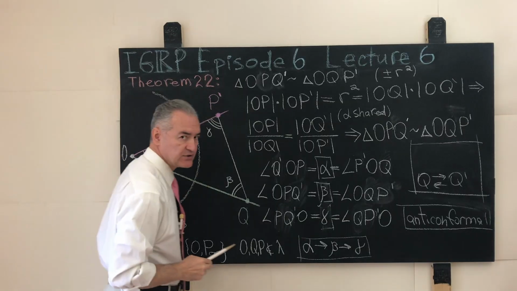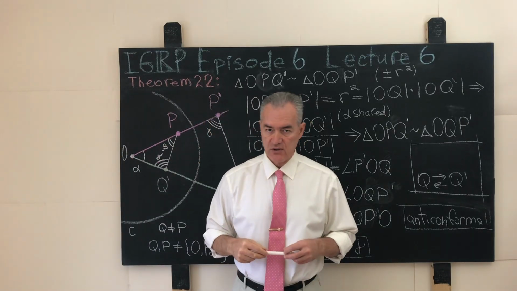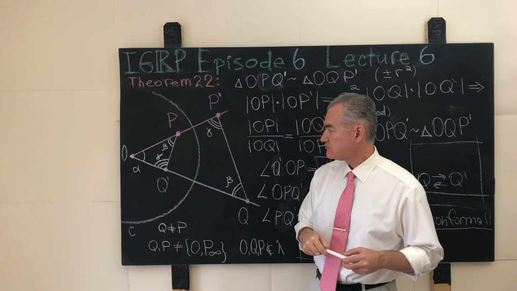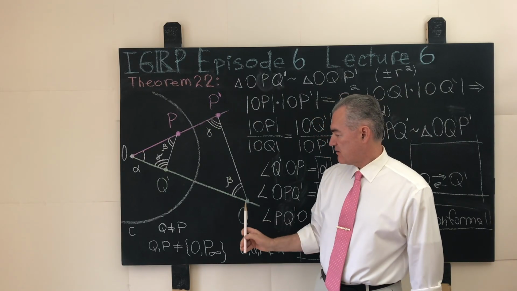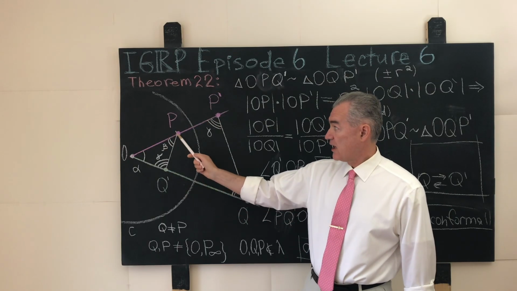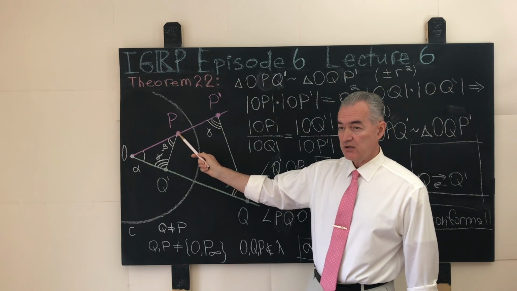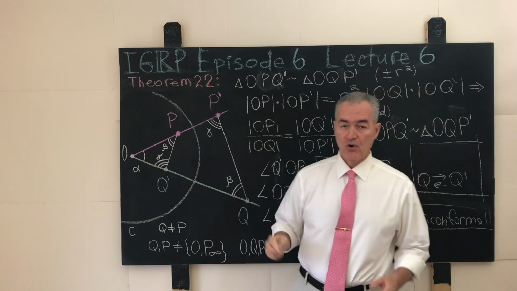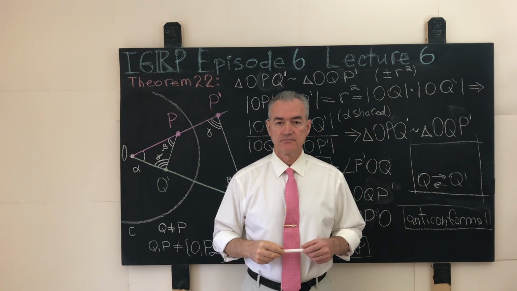And now we will look at the fourth and the final case, where we will throw the pre-image point Q inside of the circle of inversion, and the pre-image point P will be outside of the circle of inversion.